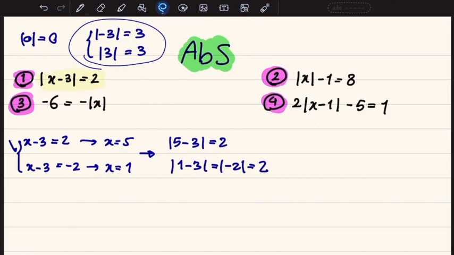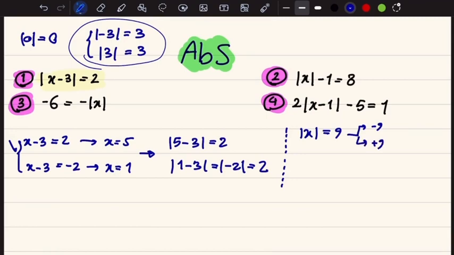Second equation is similar to the first equation. We need to do a little bit of pre-processing for it. So absolute value of x minus 1 is equal to 8. So we move 1 to the right hand side, and it becomes absolute value of x is equal to 9. So x is either -9 or +9. And if you try both, you will see that both answers are correct. So this is equation 1, this is equation 2.